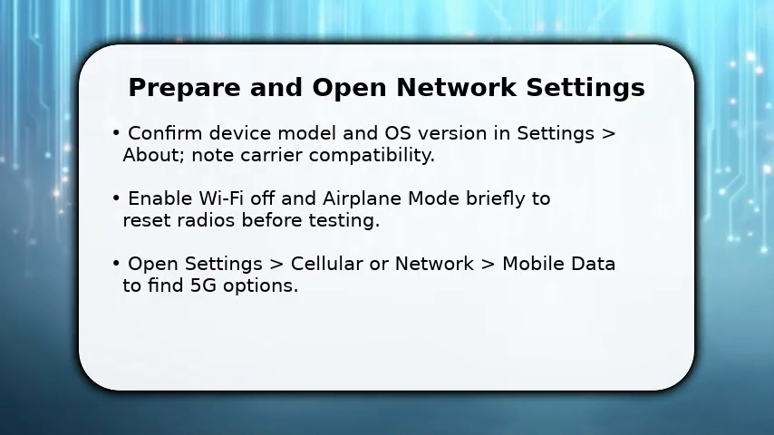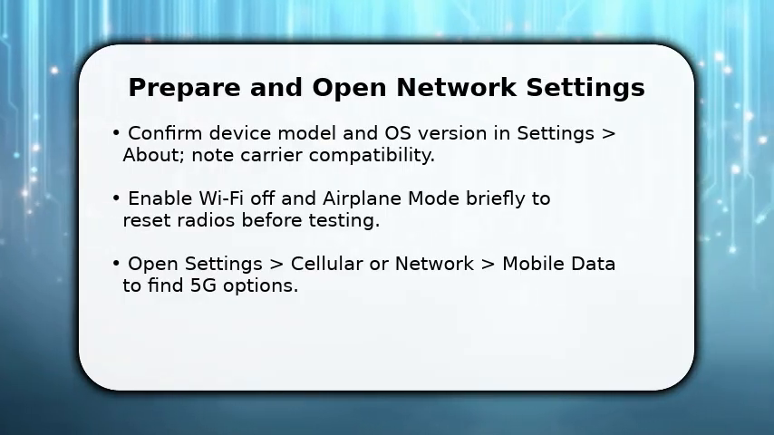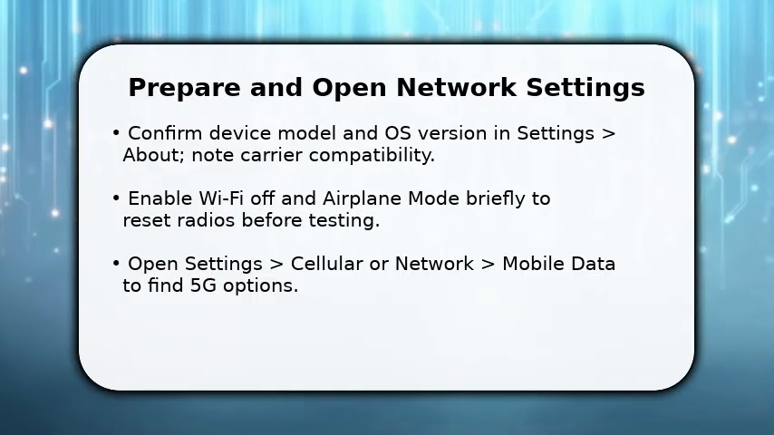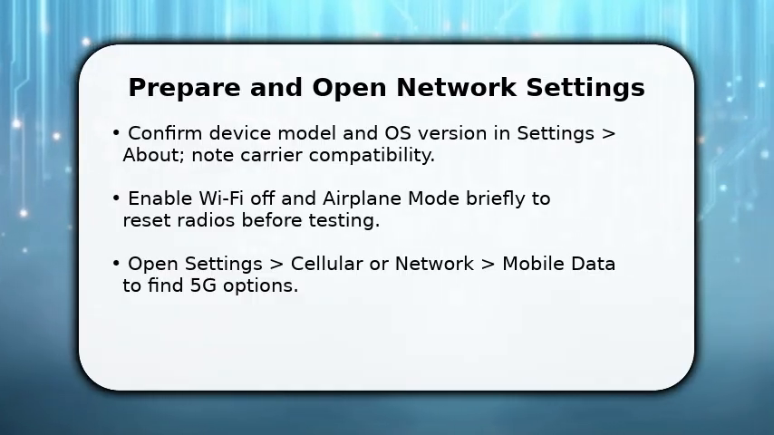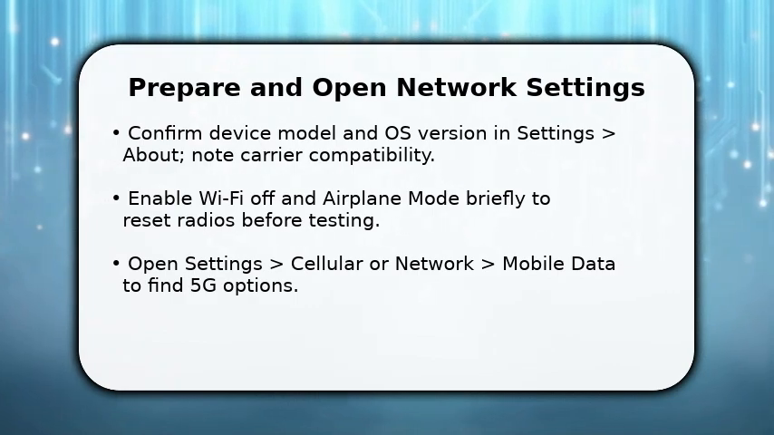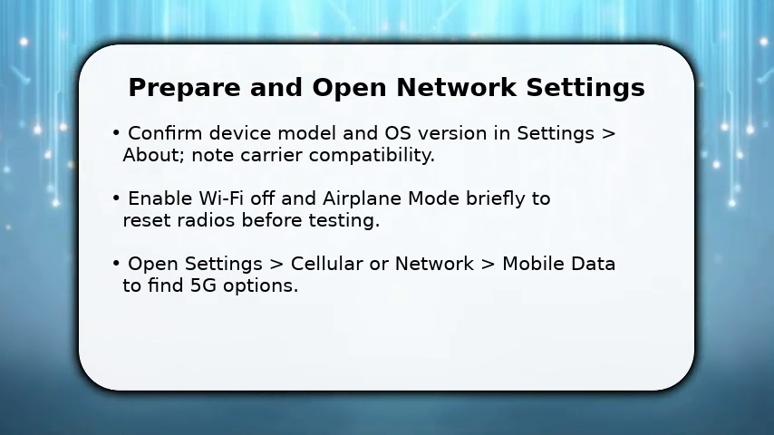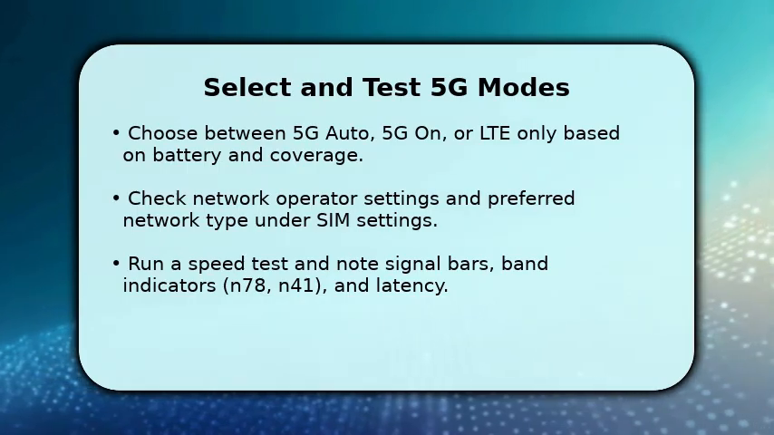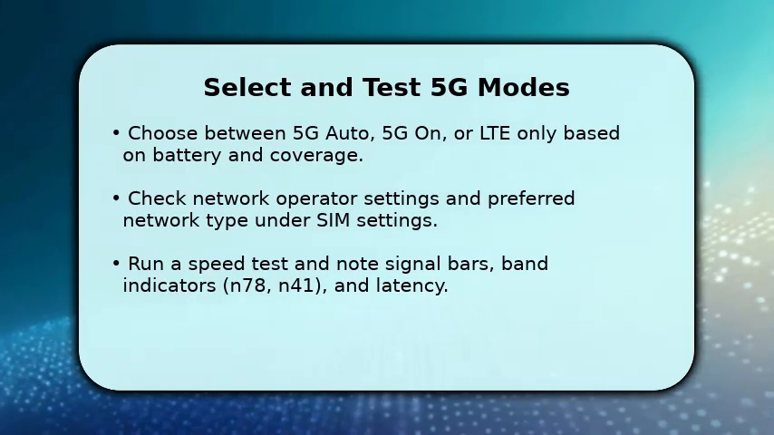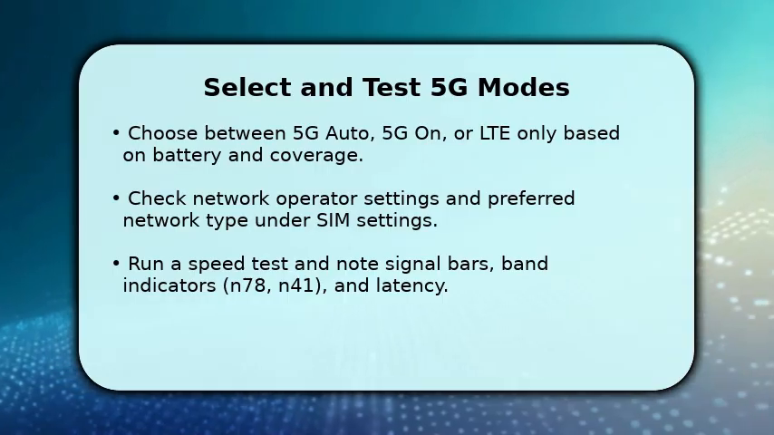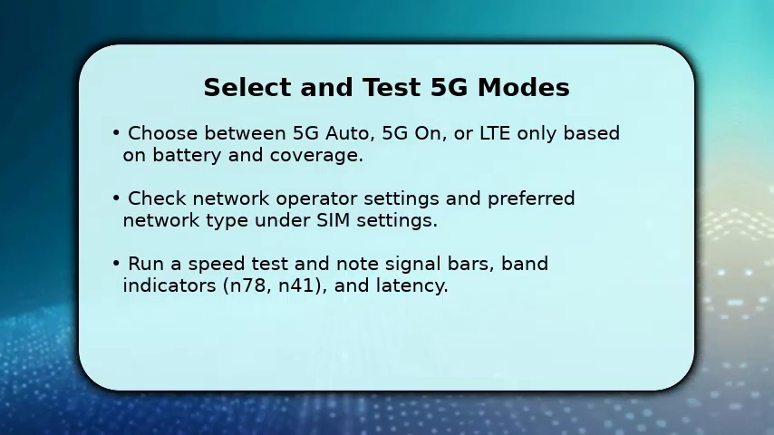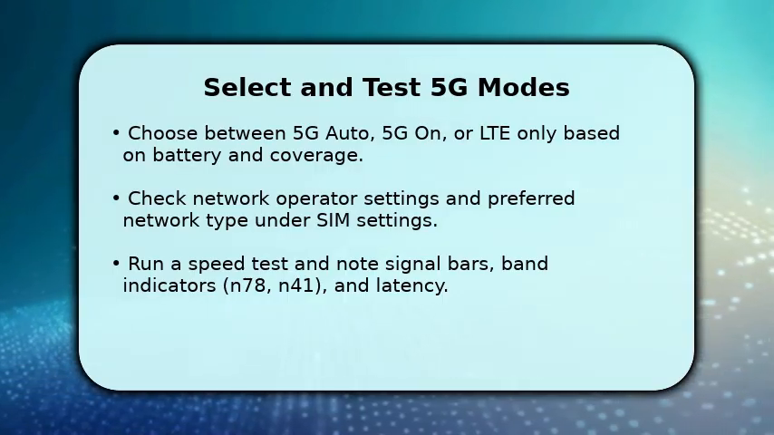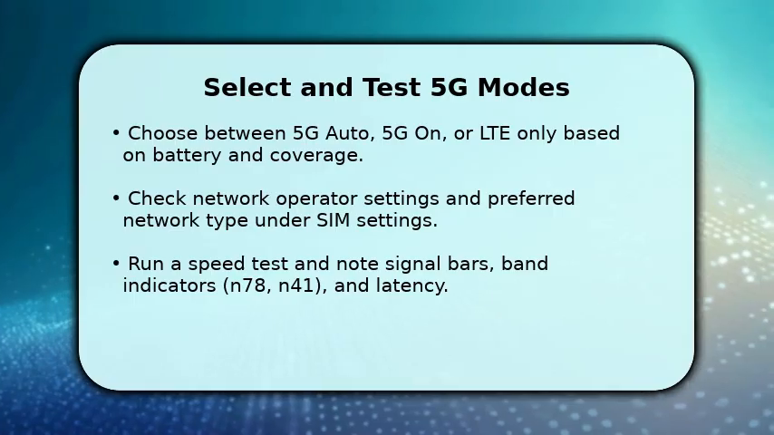Now open Settings, tap Cellular or Mobile Data, and navigate to the section labeled 5G or Network Mode to begin changing options and viewing current status. You now choose the practical 5G mode and validate performance. Select 5G Auto to let the phone balance battery and speed, or 5G on if you need constant maximum throughput. Use LTE only to conserve power or for stability.